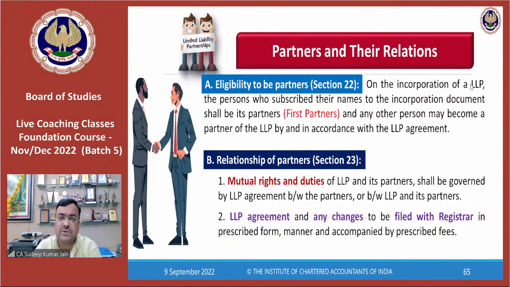We have discussed this. At the time of formation of LLP, two names are submitted to the ROC, so those persons will be the first partners of LLP. Mutual rights and duties of LLP and its partners shall be governed by the LLP agreement between the partners and between LLP and its partners. Any changes to the LLP agreement are to be filed with the registrar in the prescribed form, in the prescribed manner, and with the prescribed fees. Very simple.